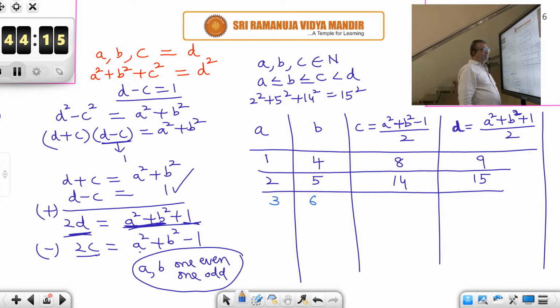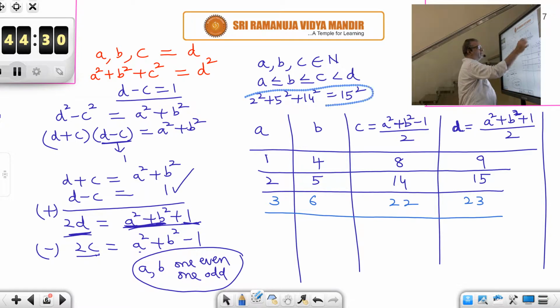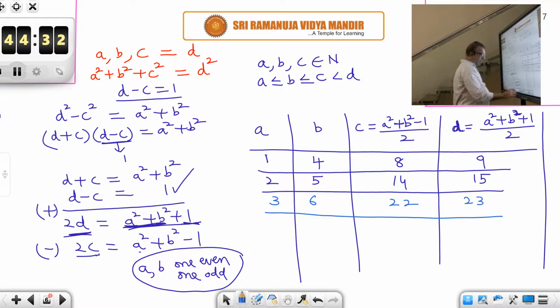9 plus 36 is 45. 45 minus 1 is 44, divided by 2 is 22. Then just add 1, giving 23. So that means (3, 6, 22) gives 23. That means 3 square plus 6 square plus 22 square is equal to 23 square.